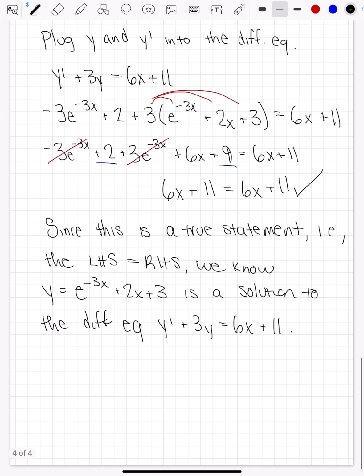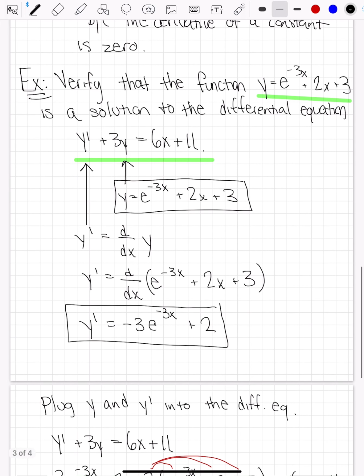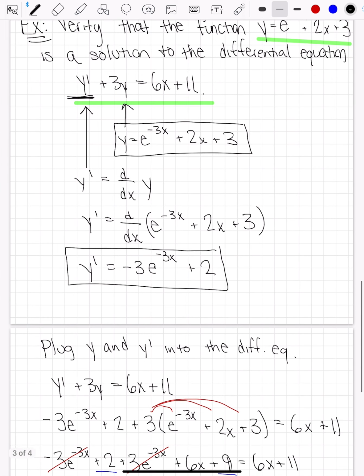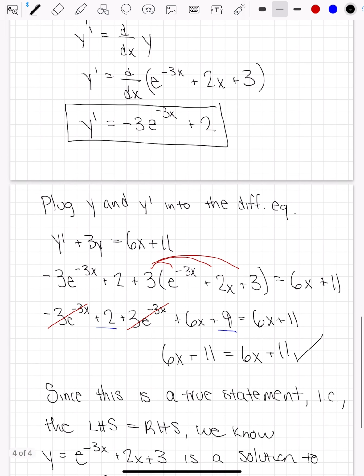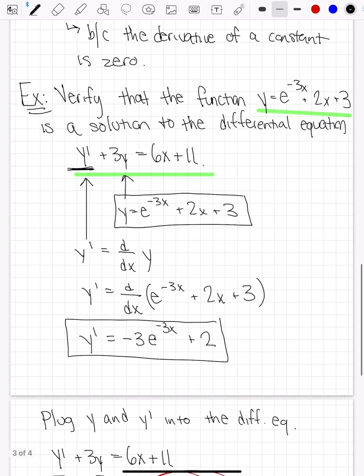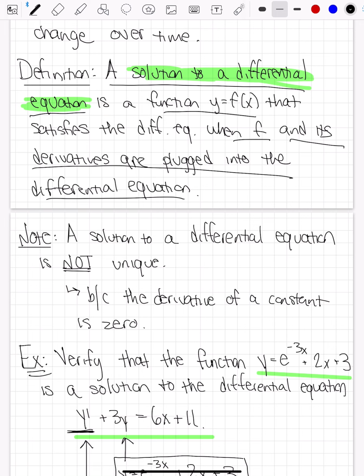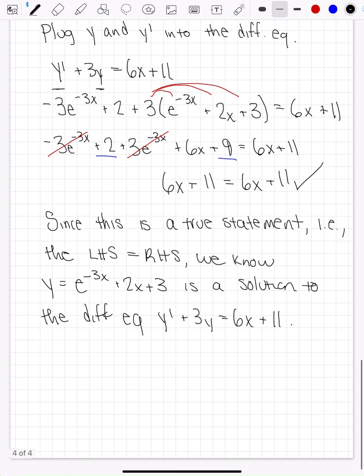Okay, so that's that. Basically, if you're given the solution, you need to find any derivatives that are present in your differential equation and plug those into the differential equation, the y and the y prime. And remember, that's what the solution to a differential equation is. It's a function that satisfies a differential equation when f and its derivatives are plugged into the differential equation.